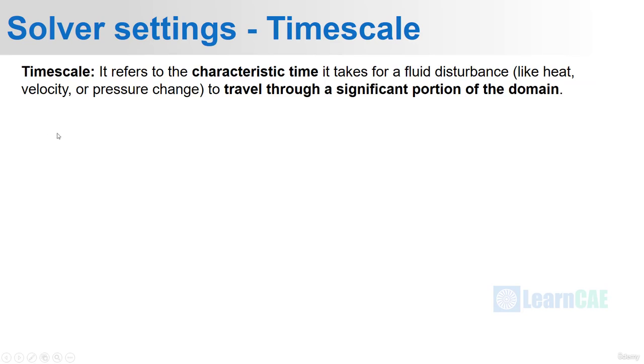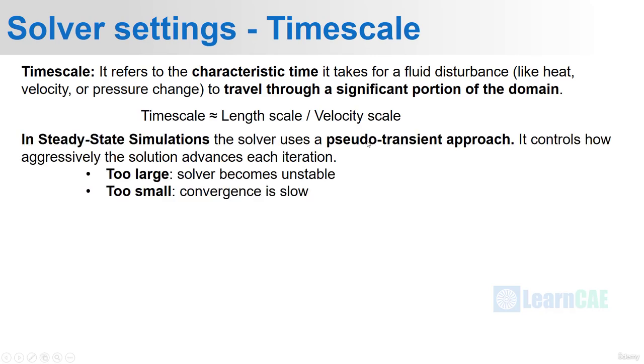Timescale refers to the characteristic time it takes for a fluid disturbance like heat, velocity or pressure change to travel through a significant portion of the domain. Timescale is given by length scale divided by velocity scale. For example, if you are doing a turbomachinery simulation where the rotor rotates at 60 rpm, that is 60 revolutions per minute, then the time scale will be approximately 1 second. That is, it will take 1 second to complete one revolution. So it represents the characteristic time it takes for a fluid disturbance to travel through.